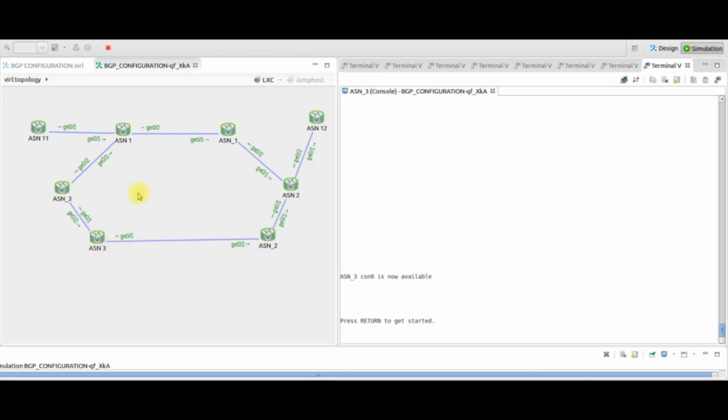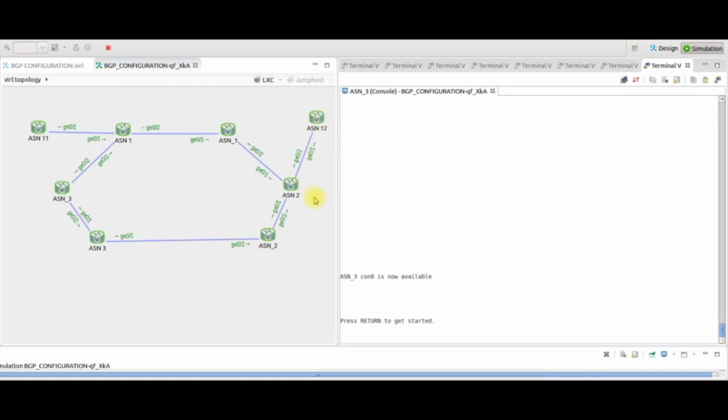So remember, if you're going between these two, since they're in the same autonomous system, they're in iBGP. If you're going between autonomous systems, like from 1 to 11, that's eBGP. Like 3 to 1, that's eBGP. 3 to 2, that's eBGP. And then 2 to 12, that's eBGP.